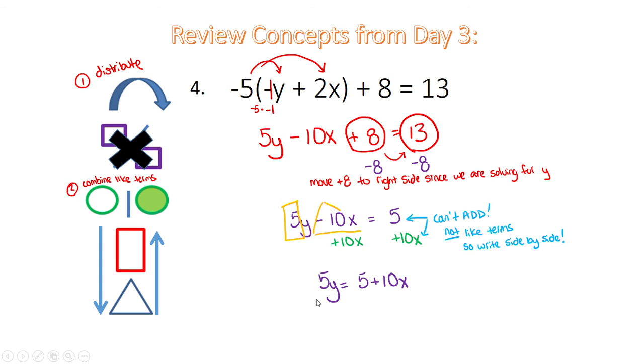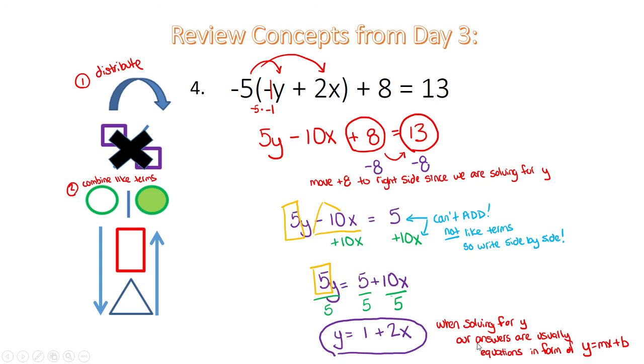Now, just like before, we need to get rid of this 5 in front of y, so we are going to divide. But since we have 2 terms, we divide each term by 5. Meaning, 5 divided by 5 is 1, and 10x divided by 5 is 2x. Keep this in mind: anytime we start off with x and y in the equation, you're going to get an equation at the end in the format y = mx + b. This is in that format. It's just switched, my x is second, but it's still in that format. Keep that in mind on everything we're doing today.